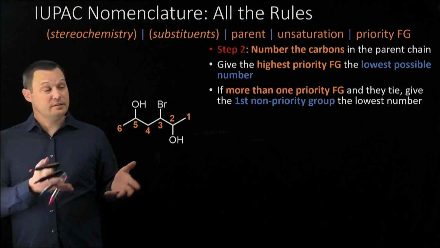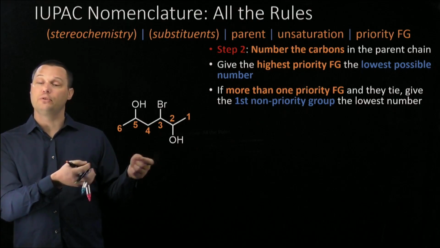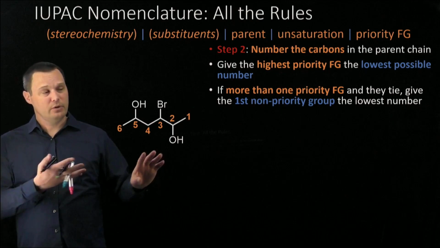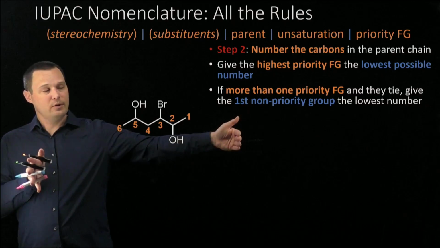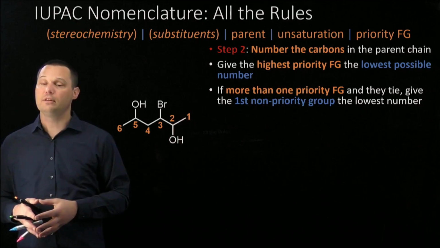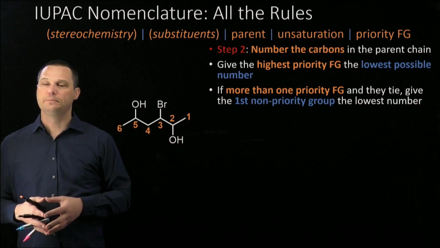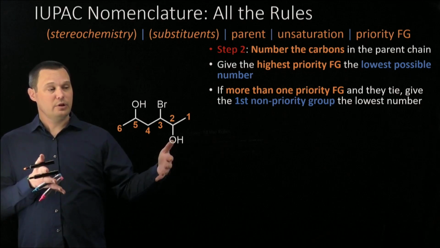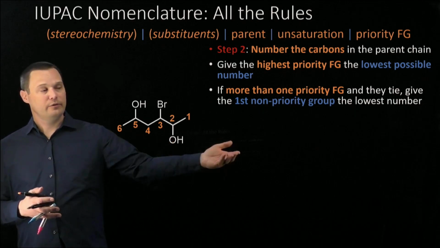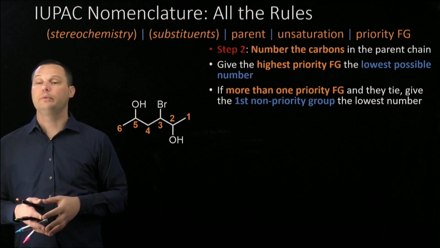If there's more than one instance of the high priority functional group, and numbering from either direction puts that high priority functional group at the same position, then we ignore the priority functional groups, we start back over at the ends, and we count to find the lesser priority functional group and give it the lowest possible number. Here, numbering from each direction will put the alcohol at carbon number 2. We ignore the alcohols and we look for the first lower priority functional group, the bromine. Numbering from the right would put the bromine at carbon number 3, which would be better than numbering from the left, putting the bromine at carbon number 4.